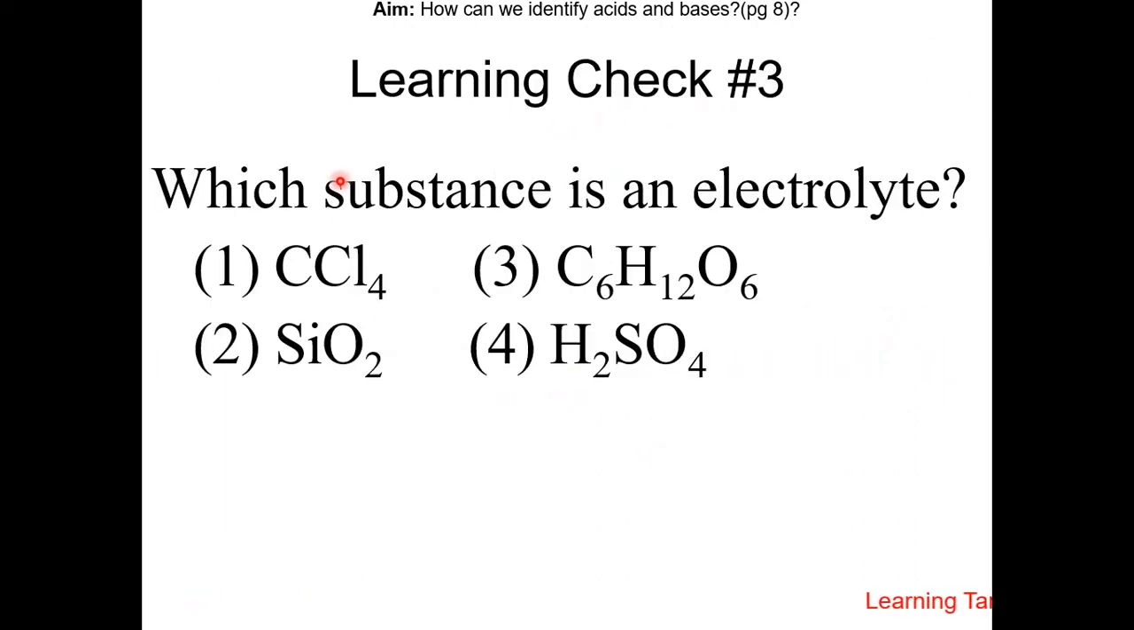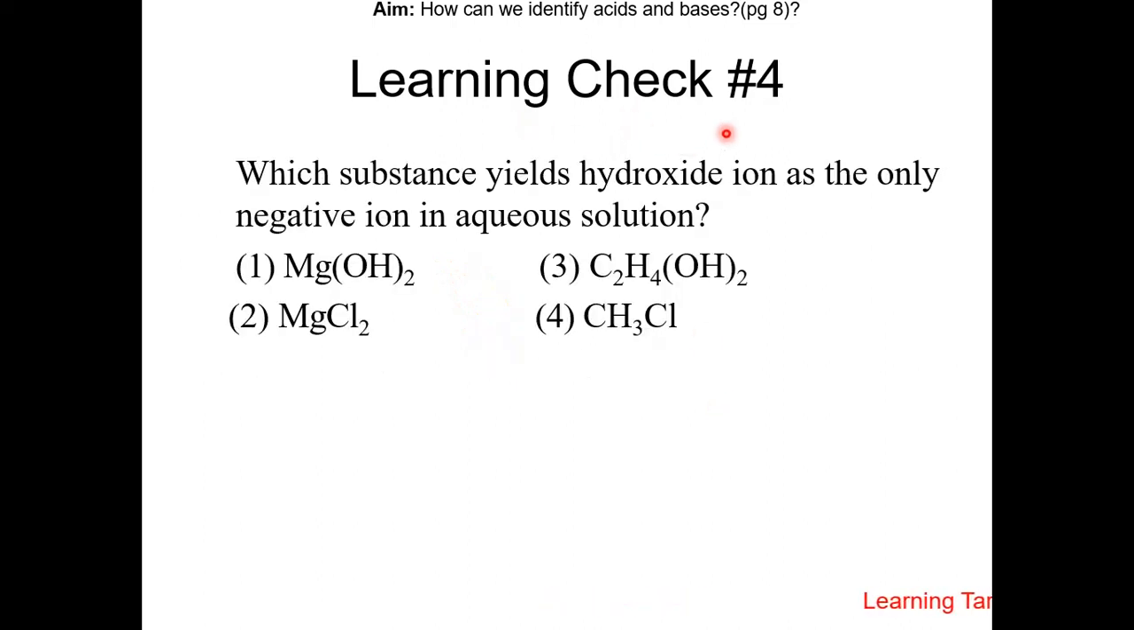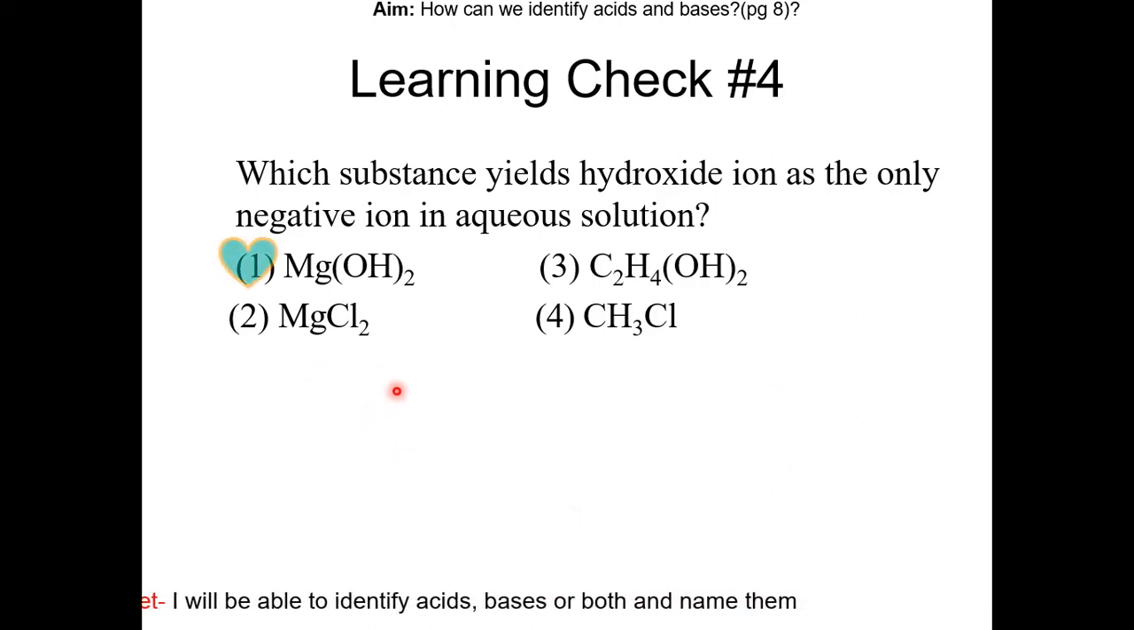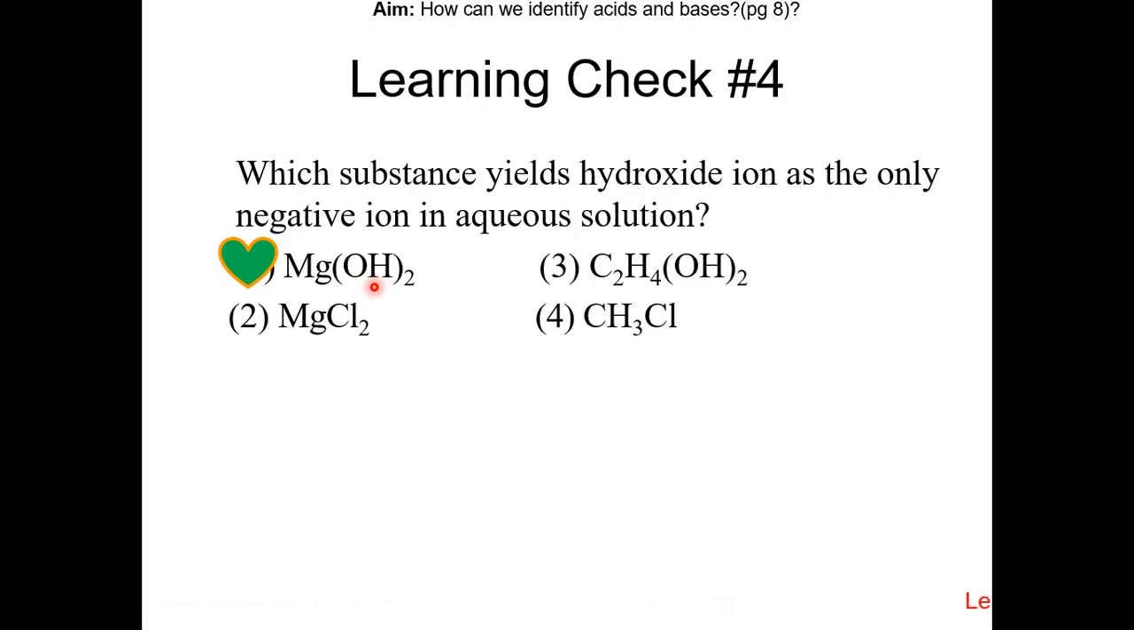Learning check number 3. Which substance is an electrolyte? Pause the video and resume as completed. The answer is choice 4, because H2SO4 is an acid according to Table K. Learning check number 4. Which substance yields hydroxide ion as the only negative ion in aqueous solution? Pause the video and resume as completed. The answer is choice 1, because magnesium hydroxide is a base, so when it dissolves in water, it will dissociate into a hydroxide ion. Choice 3 will not dissociate into hydroxide ion because this is a covalent compound.